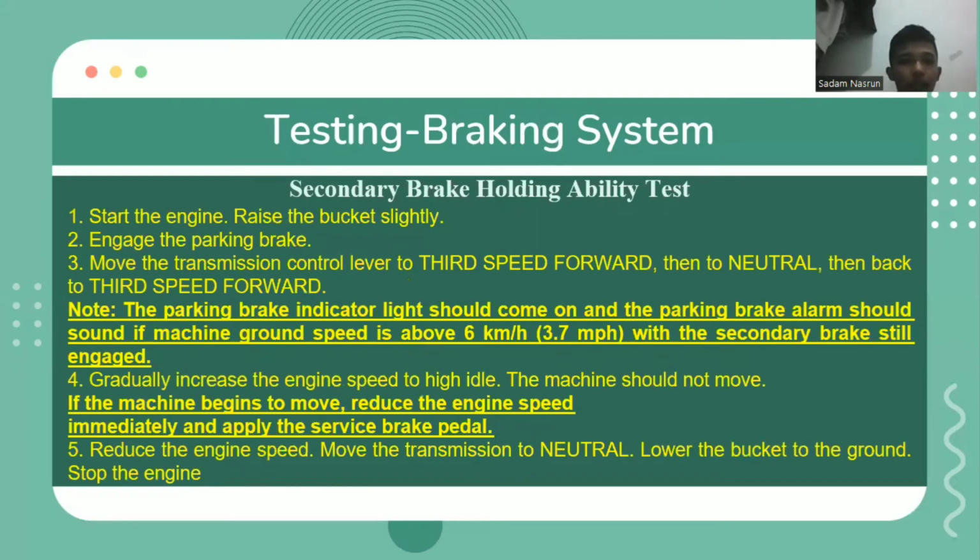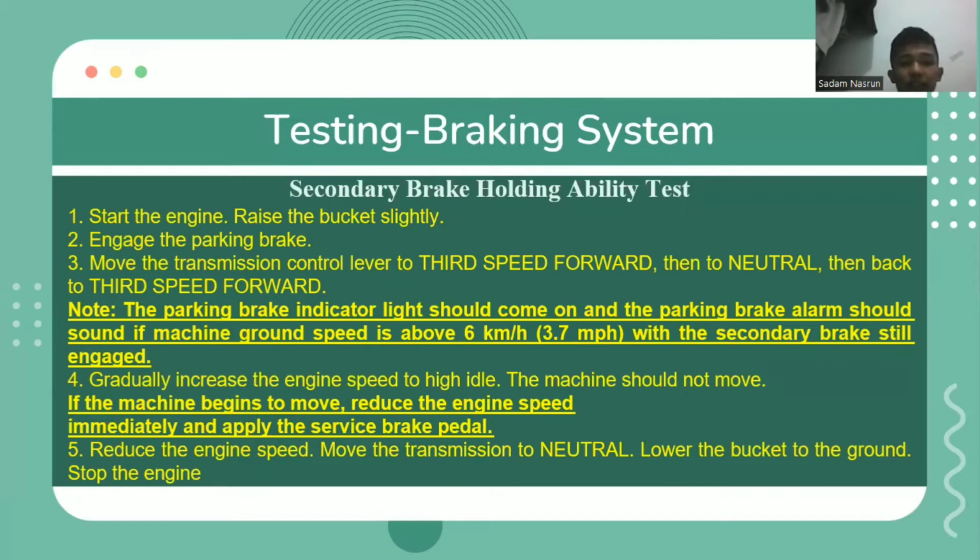Okay, still testing the braking system. The point is secondary brake holding ability test. The steps: number one, start the engine, raise the bucket slightly. Number two, engage the parking brake. Number three, move the transmission control lever to third speed forward, then to neutral, then back to third speed forward.